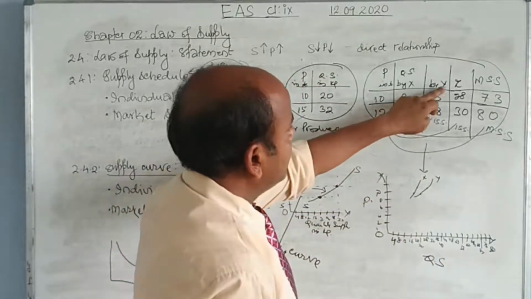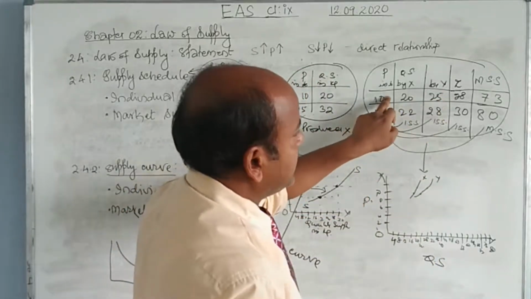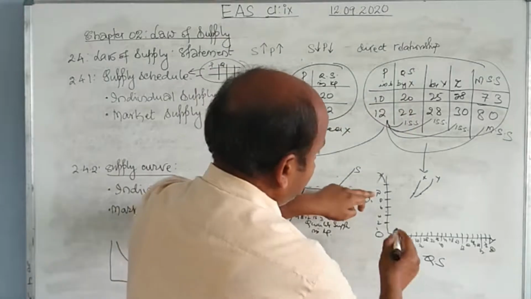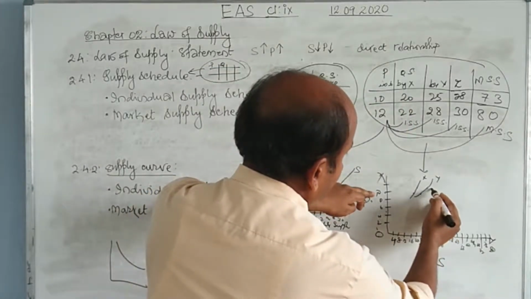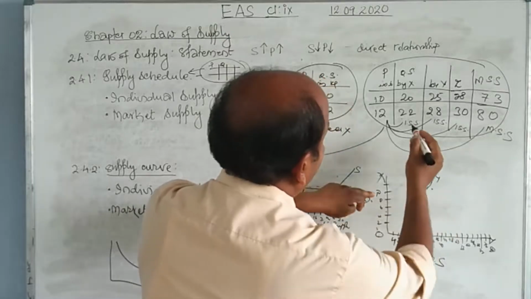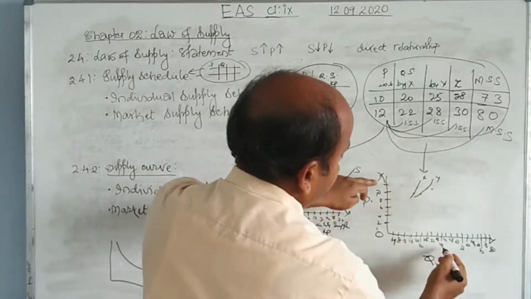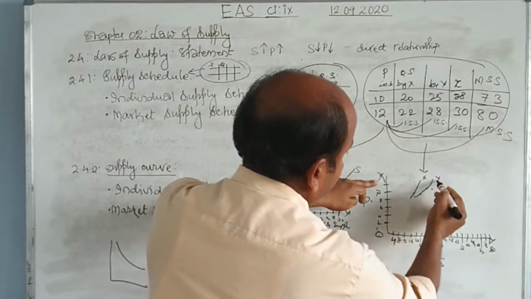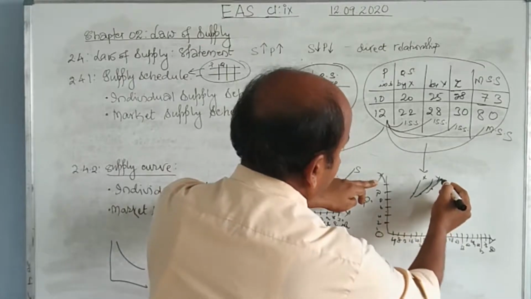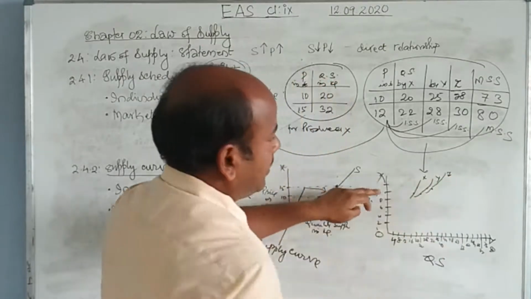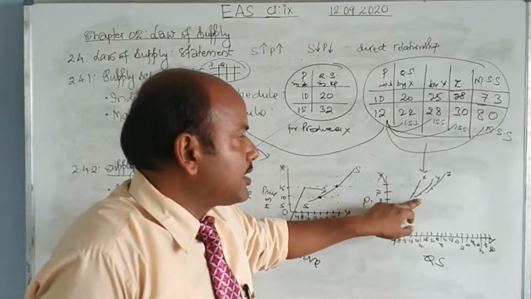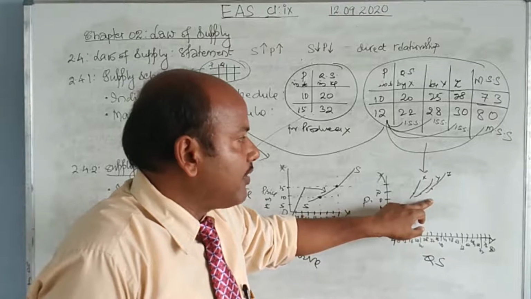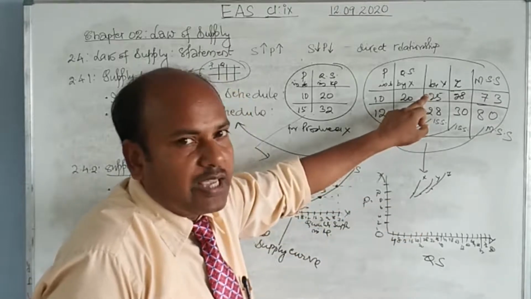Now for Z. At price 10, he is supplying 28 units, and at 12, he is supplying 30 units. If you join this, you will get the curve for Z. Alright. So this is the individual supply curve for X, for Y, and for Z, based on the individual supply schedule.